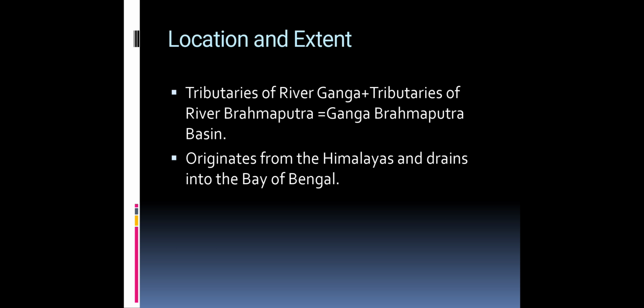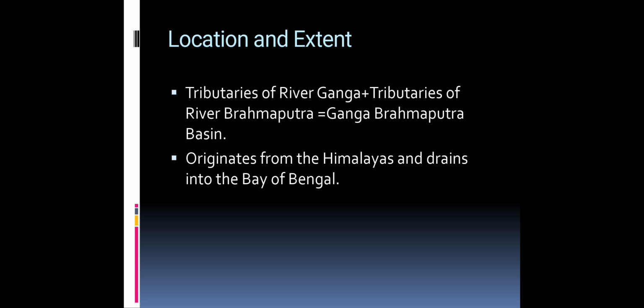Here also we will be going in the same way. We will first see its location and extent. Then we will be studying its climatic conditions, the flora and fauna, and then we will be discussing the people and their economic activities of the Ganga Brahmaputra basin. So the subtropical region in India consists of the Ganga Brahmaputra basin. The rivers and tributaries of the river Ganga and Brahmaputra together form the Ganga Brahmaputra basin in India.